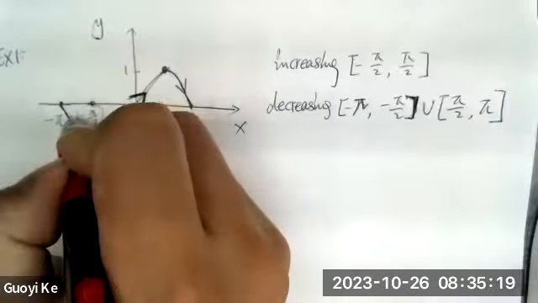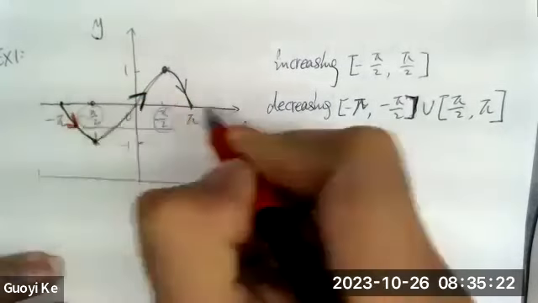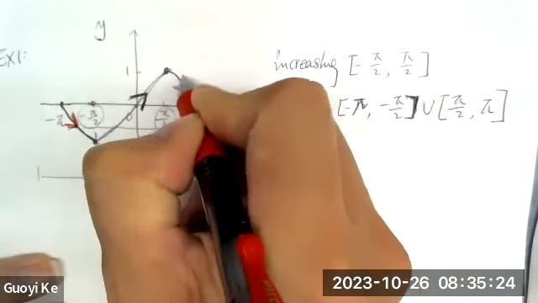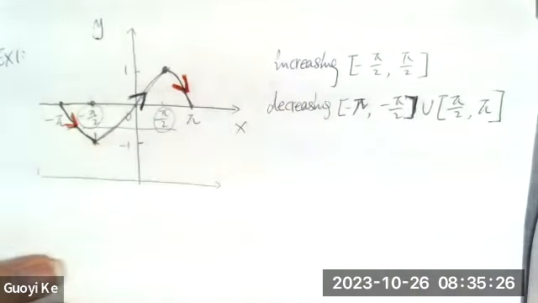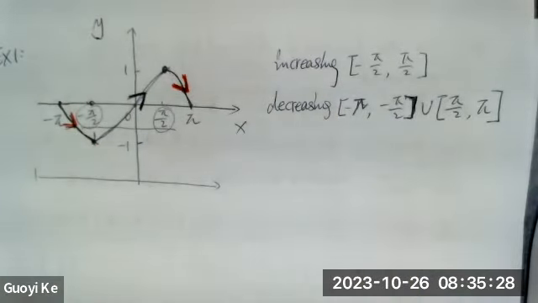So the red one is about here. That means it goes down. Red means goes down, like the stock price is going down. So the red means decreasing. So we have these two parts. Okay, I will give you another one.